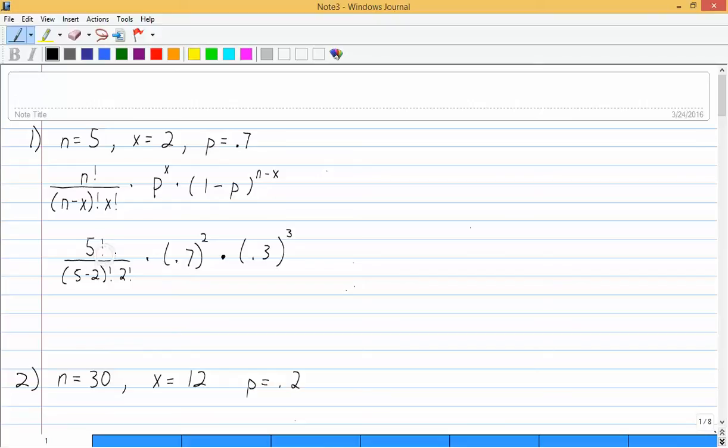So a lot of this you can do in your calculator, if you have a TI calculator, a lot faster than what I'm going to do it, but that'll be 5 factorial divided by 3 factorial times 2 factorial, or 5 times 4 times 3 factorial divided by 3 factorial times 2 factorial, and then those would cancel out. 2 factorial is 2 times 1, 5 times 4 is 20, so 20 divided by 2 is 10. So this first part is 10.